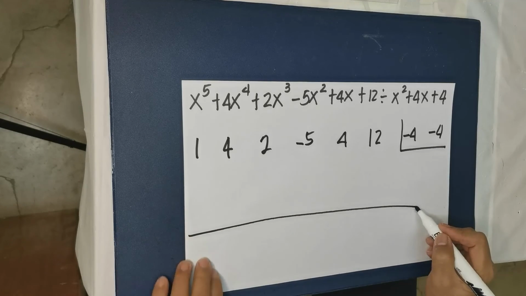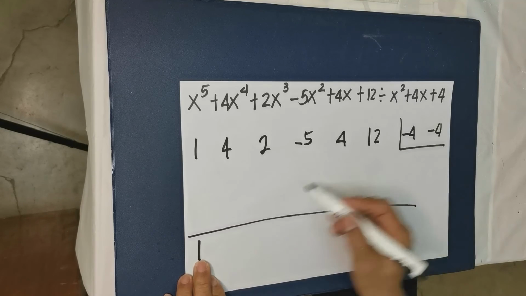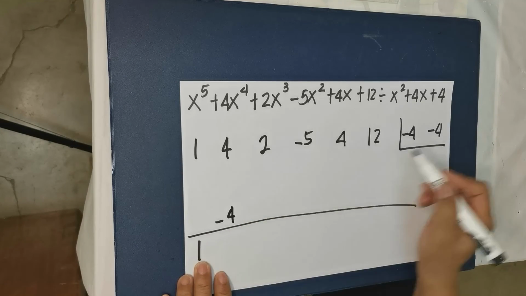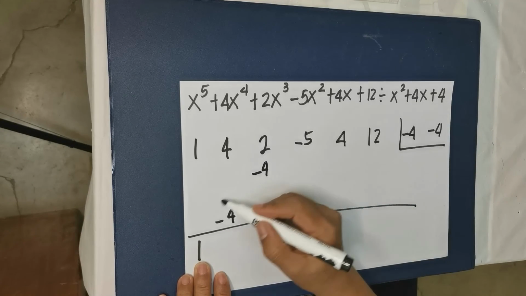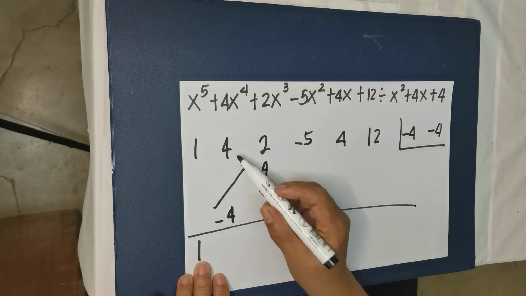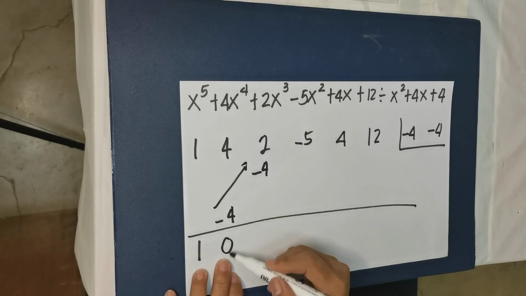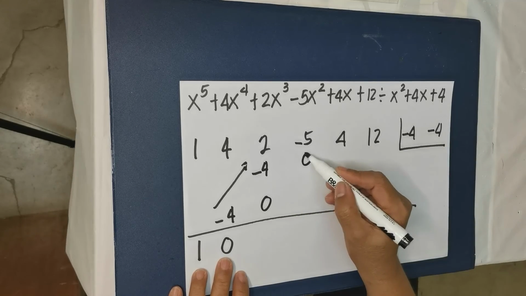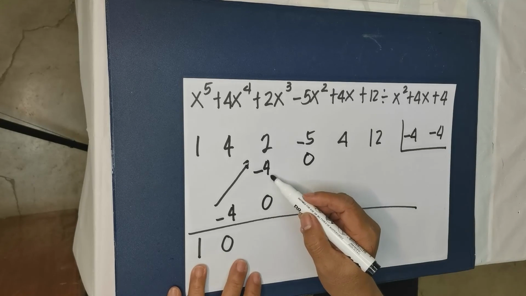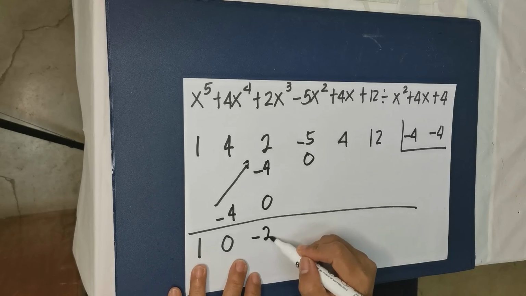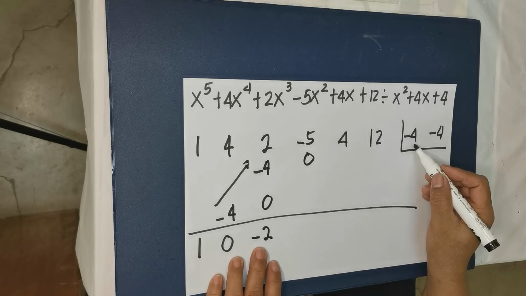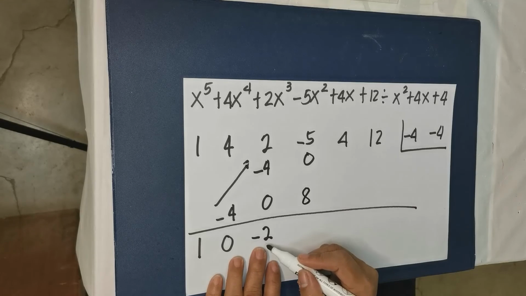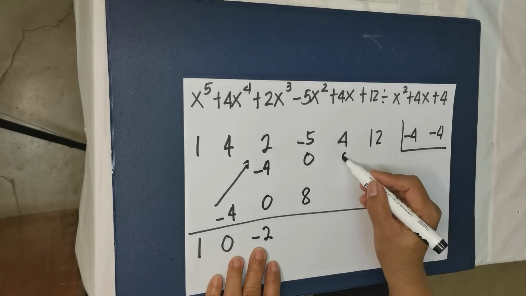We bring down 1. 1 times negative 4 is negative 4. 1 times negative 4 is negative 4. Again, that is diagonal. So 4 plus negative 4 is 0. 0 times negative 4 is 0. 0 times negative 4 is 0. 2 plus negative 4 would be negative 2. And negative 2 times negative 4 would be positive 8. Negative 2 times negative 4 also a positive 8.